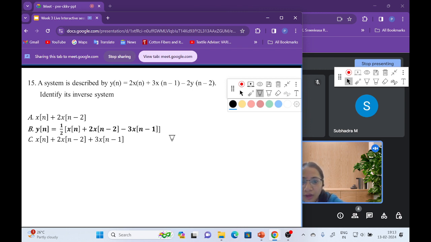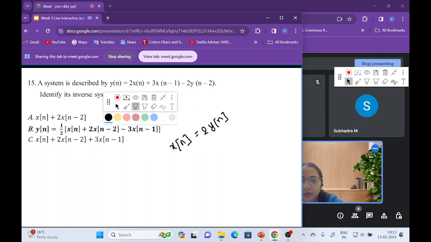So yeah, y of n will be replaced by x of n, is equal to 2x of n replaced by y of n, plus 3y of n minus 1, that is 3, minus 2x of n minus 2. Okay, y is replaced by x. Then find out the value of y of n, that is here.